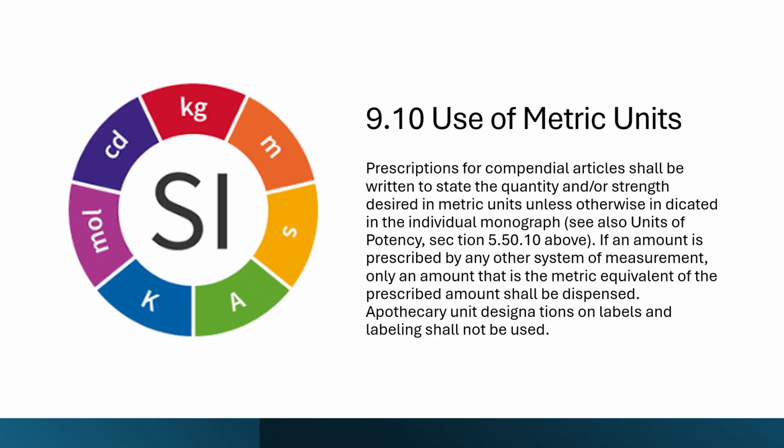of that amount, right? As per this section, it also mentions apothecary units, earlier known as grains and drams, which should not be used on labels or labeling. This is because these older units may cause confusion and increase the risk of dosing errors. Therefore using metric units only helps to maintain clarity, accuracy and patient safety in dispensing. Whatever unit is mentioned as per the monograph or on the product, in that unit the patient needs to consume it, right?